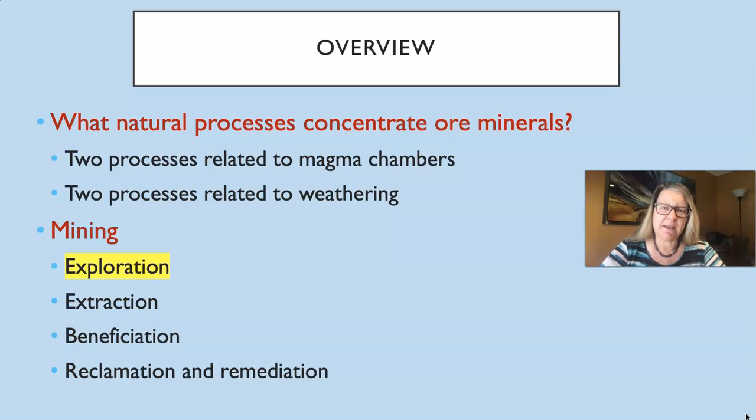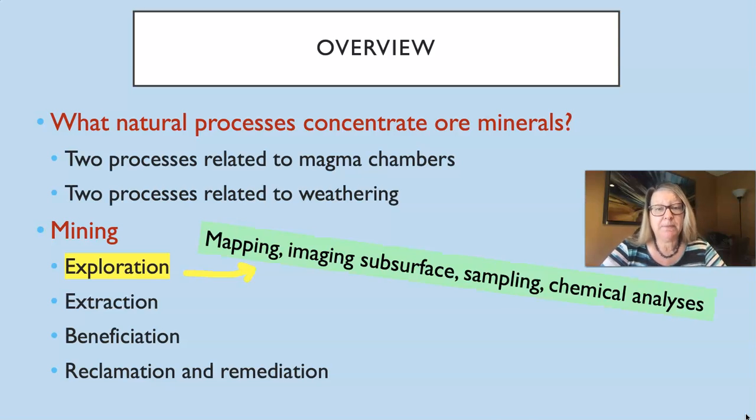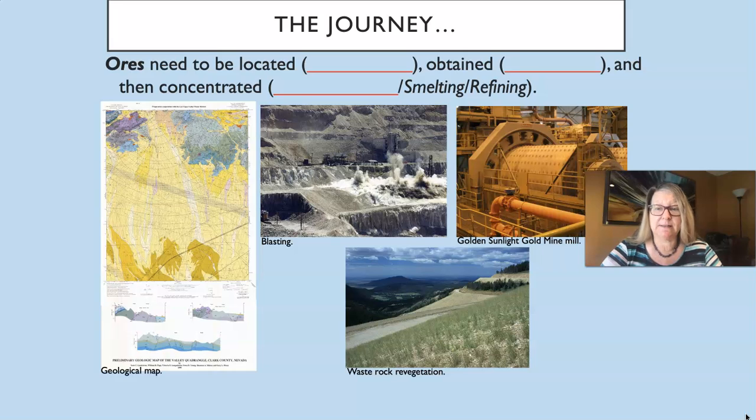So we're going to start with the exploration topic, and basically exploration involves what the geologists do, which is mapping an area, possibly imaging the subsurface, looking for ore deposits, sampling the surface, maybe sampling the subsurface, and doing some chemical analyses. So those are the main parts of the exploratory part of mining. But let's look in a little more detail.